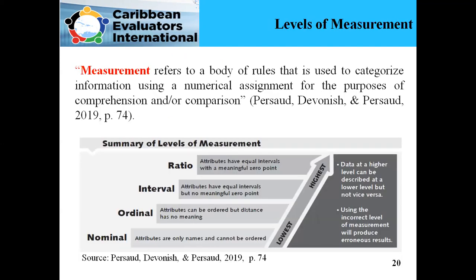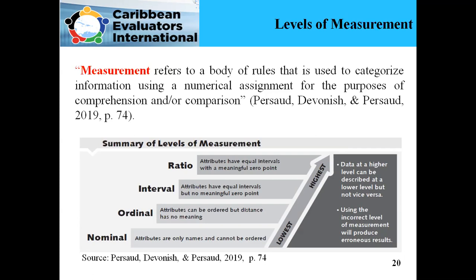Measurement is also an important concept that you need to think about when collecting quantitative data. It refers to the body of rules that is used to categorize information using a numerical assignment for the purposes of comprehension and/or comparison. As this slide illustrates, measurement levels or scales are classified into 4 tiers, namely nominal, ordinal, interval, and ratio. The nominal level of measurement is the lowest in the hierarchy, while the ratio is the highest.